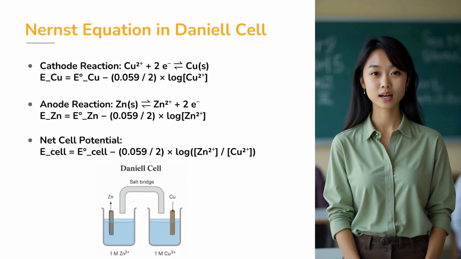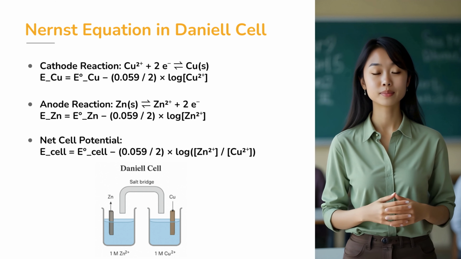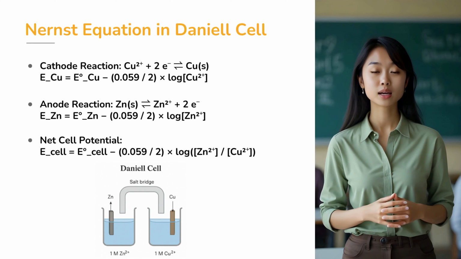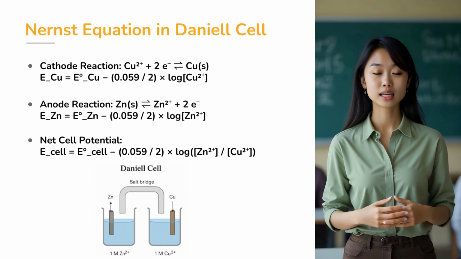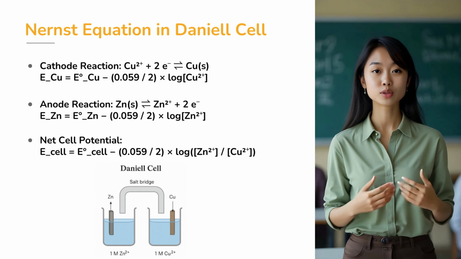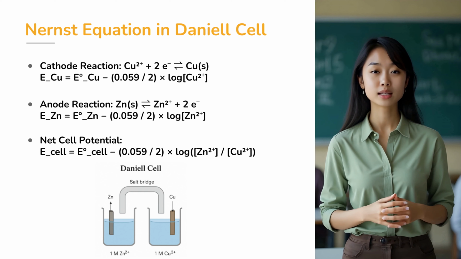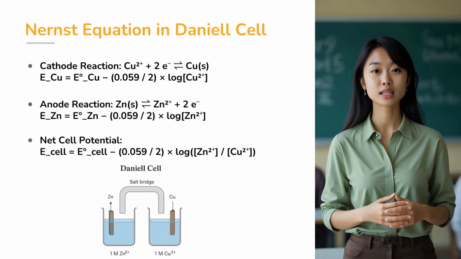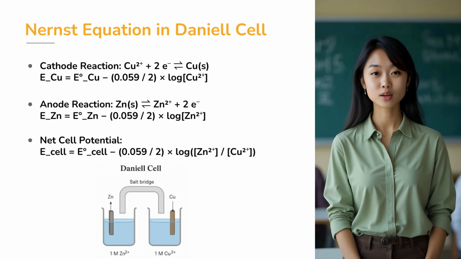Let's bring this idea to life with a Daniell cell, a classic electrochemical setup involving copper and zinc. At the cathode, copper 2+ ions gain 2 electrons to form solid copper. At the anode, solid zinc gives up 2 electrons and forms zinc 2+ ions. To calculate the electrode potential at the copper electrode, we use the Nernst equation. It tells us the electrode potential equals the standard electrode potential minus 0.059 divided by 2, because 2 electrons are involved, multiplied by the logarithm of the copper 2+ concentration.